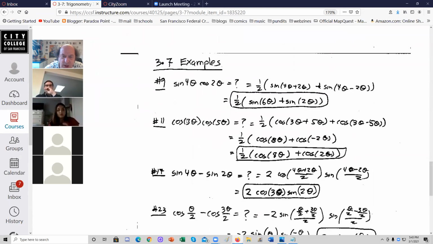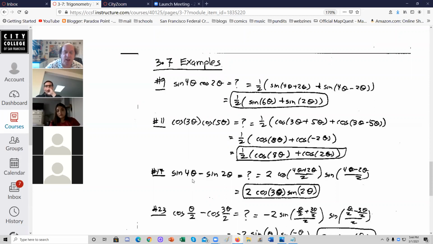Here we have cosine 3 theta times cosine 5 theta. So again, product to sum: cosine times cosine is half of cosine of the sum plus cosine of the difference. So that'll be half of cosine of 3 theta plus 5 theta, plus cosine of 3 theta minus 5 theta, the half of cosine 8 theta plus cosine of negative 2 theta. Now cosine absorbs a negative, it's an even function. So you get a half of cosine 8 theta plus cosine 2 theta.